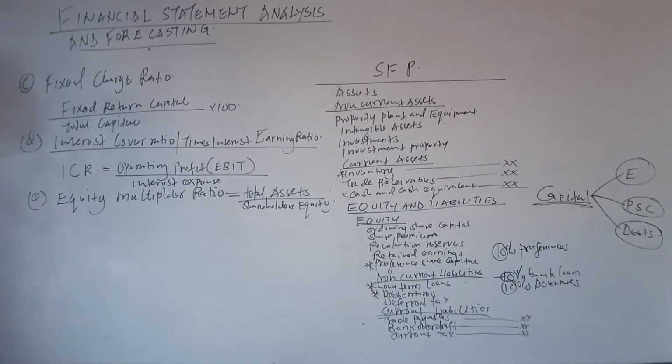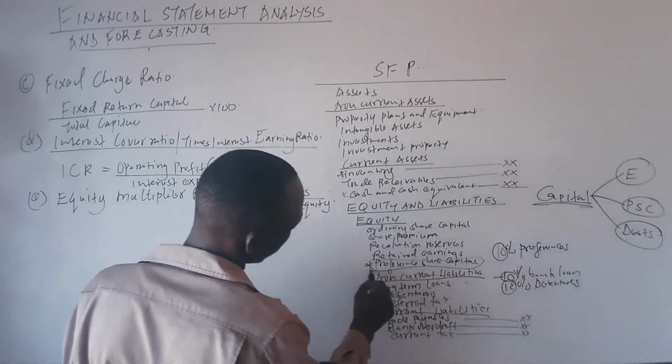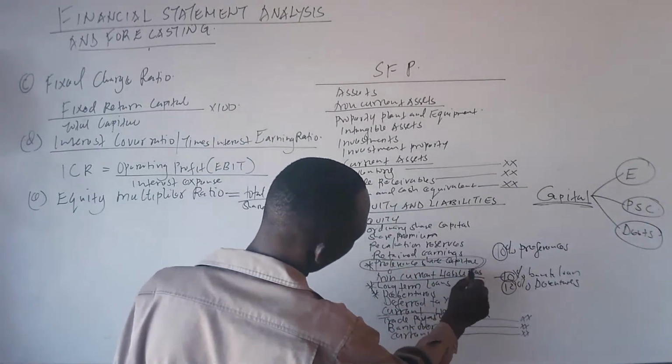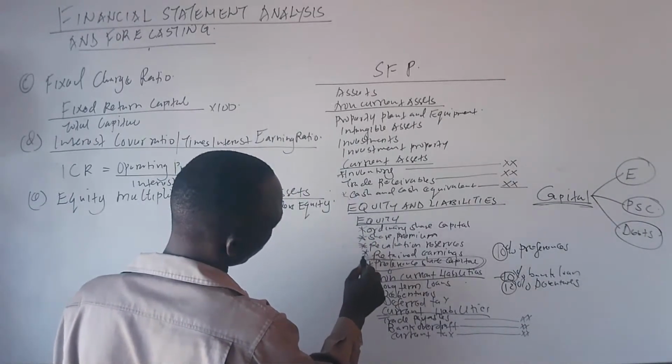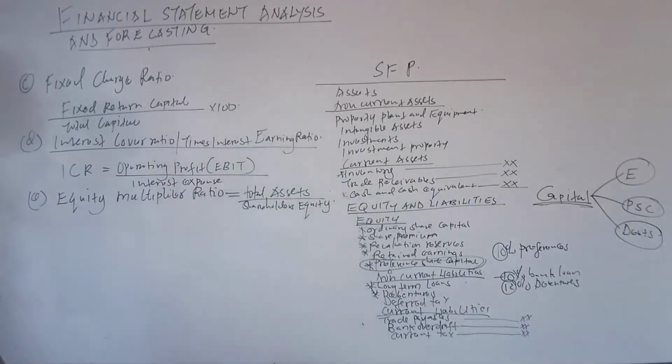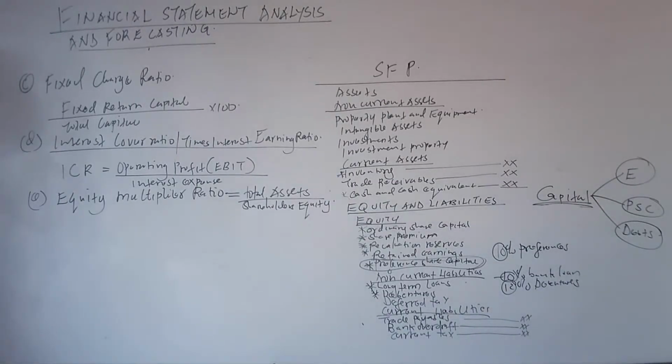Are we going to include the preference? This will not be included. It is not included in this one. We are going to include these ones. These are the ones which will be inclusive for us to get the shareholders' equity. So that is the ratio number 3. We are done with ratio number 3. Then straight away we go to ratio number 4.